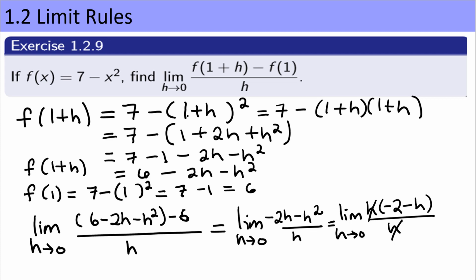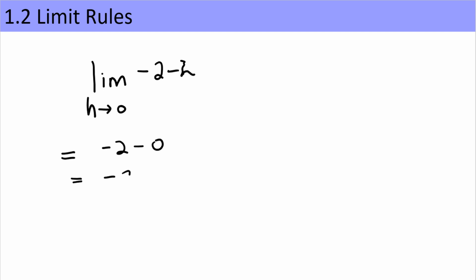Those h's cancel, and I'm out of space at the last moment, so let me go to a clean sheet. I need the limit as h goes to 0 of negative 2 minus h, and we can compute that. That would be negative 2 minus 0, which is just negative 2.